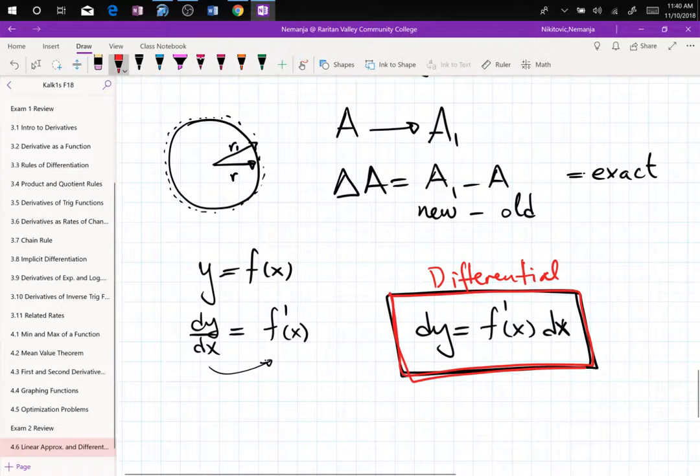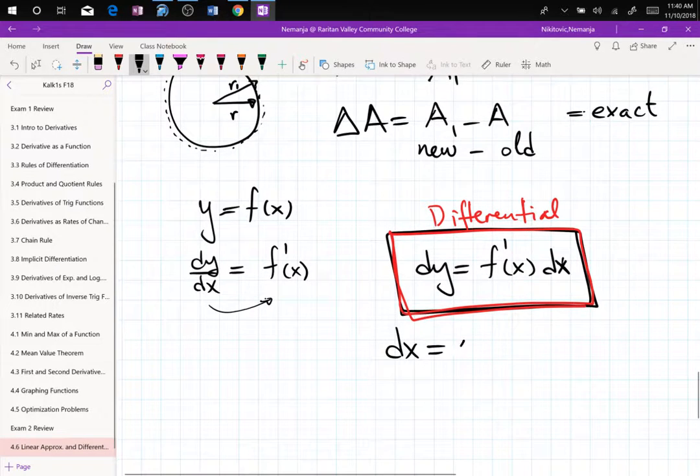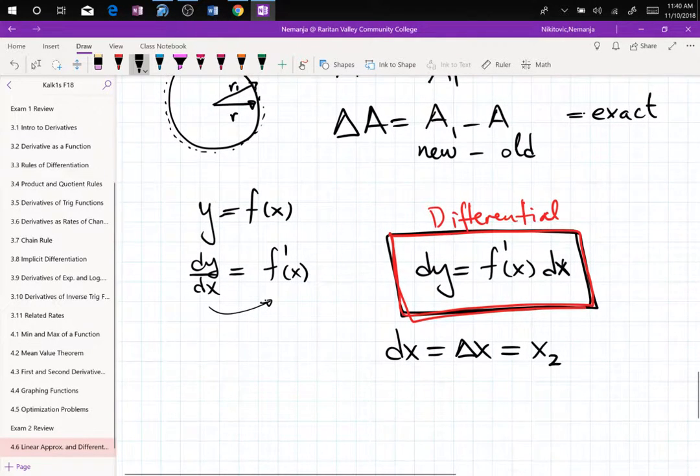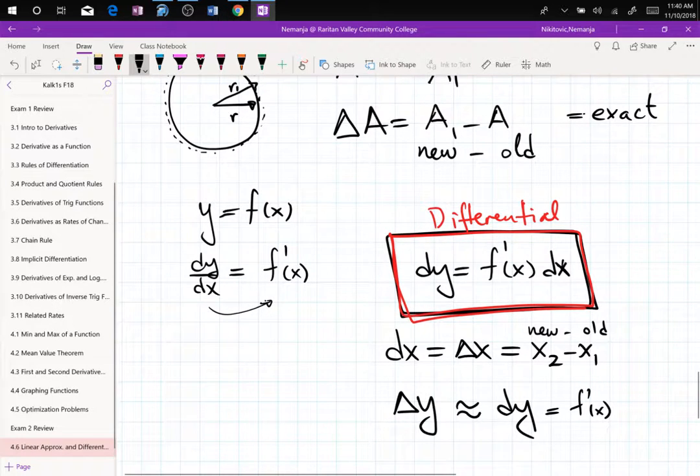Literally one step to derive this thing. And now you need to understand that dx is exactly the same as delta x, which is x2 minus x1, which is new minus old. And the change in y is approximated by dy. And dy is equal to f prime of x times dx, delta x. So if I want to know the change, I don't want to know the values. I just want to know the change. Then we can do it with the differential.